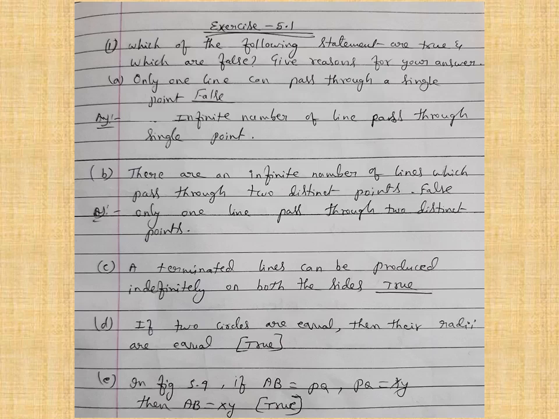Third one, a terminated line can be produced indefinitely on both the sides. So terminated means which has an end point. So that can be produced both the sides indefinitely, endlessly. So this statement is true. Fourth one is if two circles are equal, then the radii are equal. True. Fifth one is in the figure, if AB equals PQ and PQ equals XY, then AB equals XY. So the statement is true.